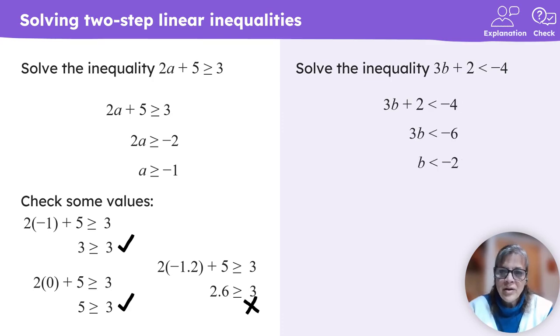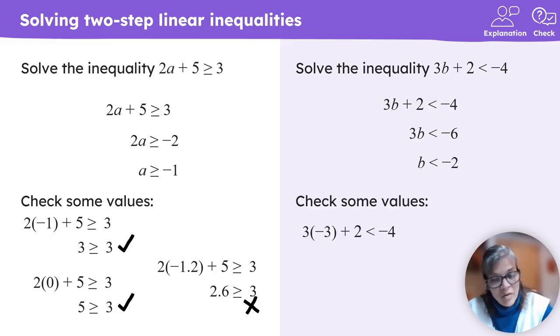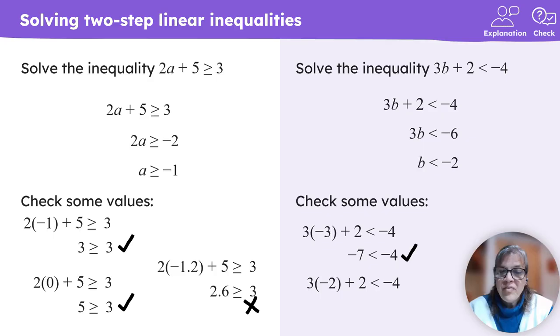Okay, let's check our work. You should get b is less than -2. Again, you can always check some values if you're not sure and see if your solution holds up. If it is true where you think it should be true, and if it's false where you think it should be false.